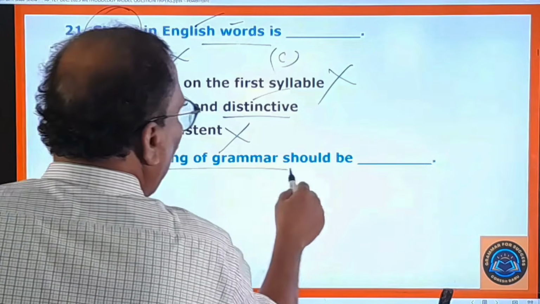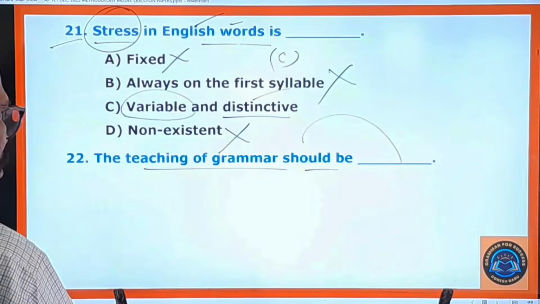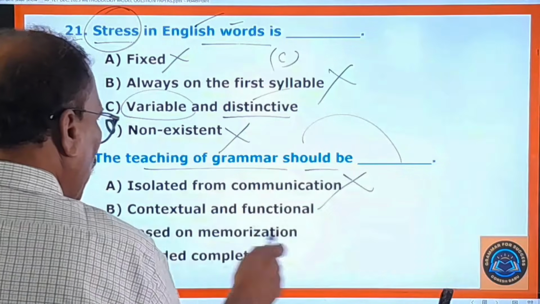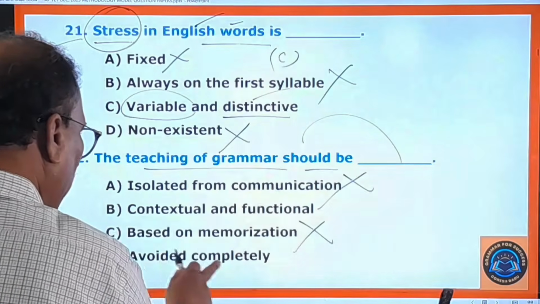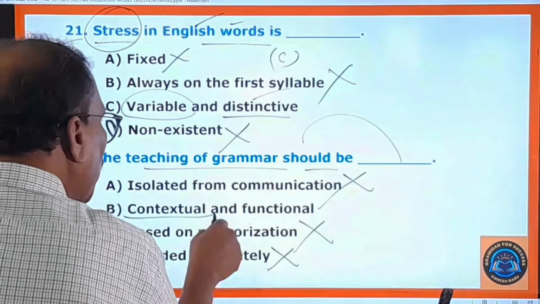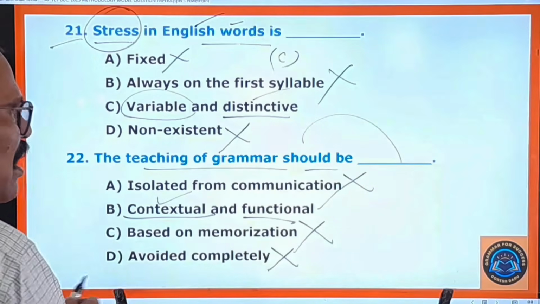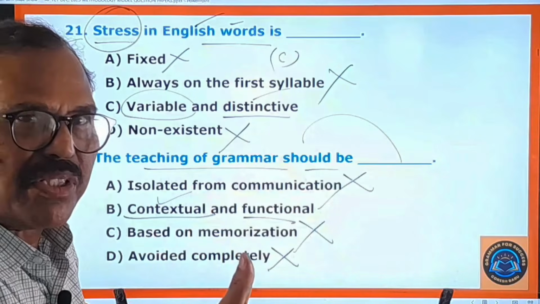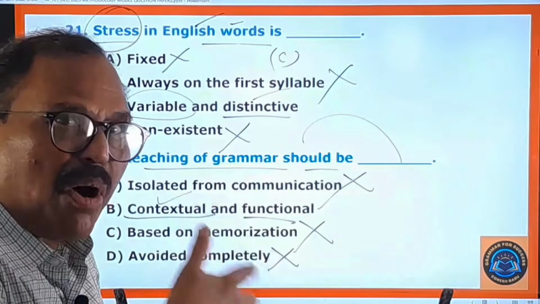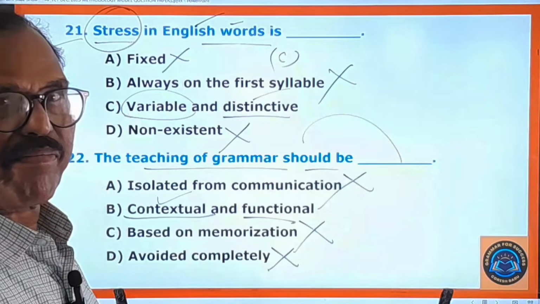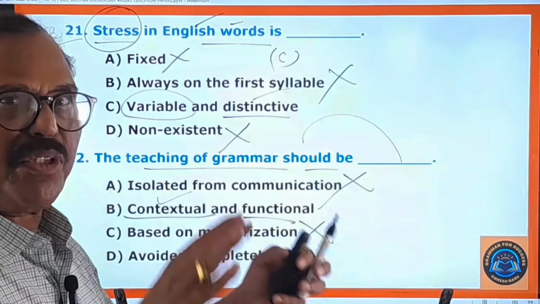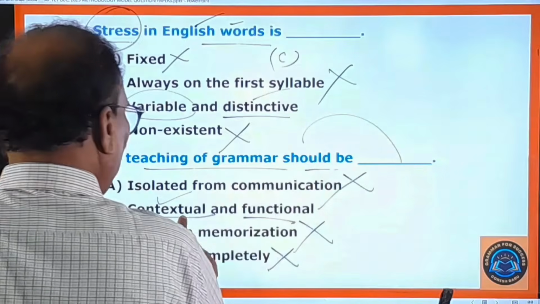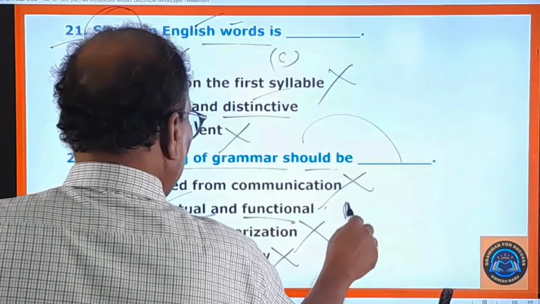The teaching of grammar should be how? Isolated from communication? No. Based on memorization? No. Avoided completely? No. But contextual and functional. Contextual means according to the context, you have to make use of that language. And it should be functional. You must keep on using that language. It should be always kept in usage. Right. And therefore, the teaching of grammar should be contextual and functional. And therefore, B is the right one.